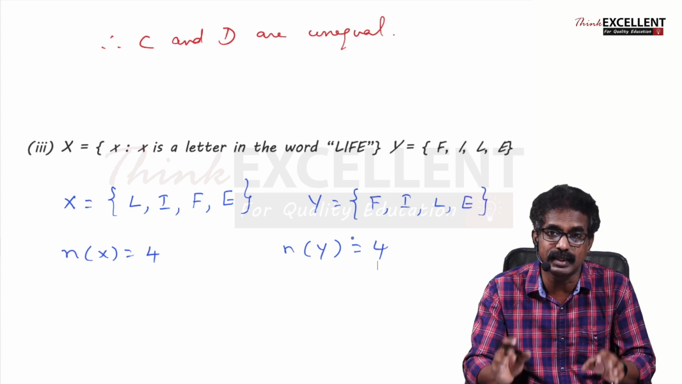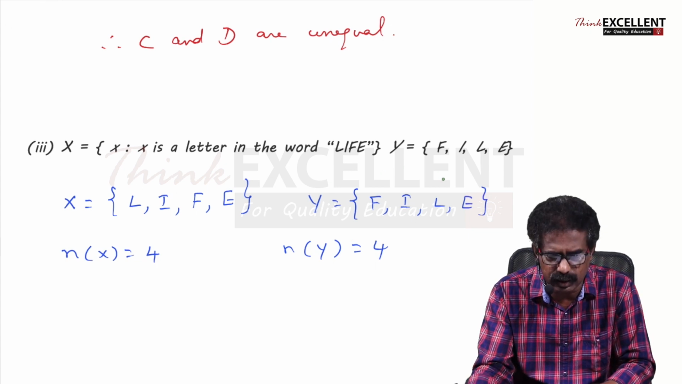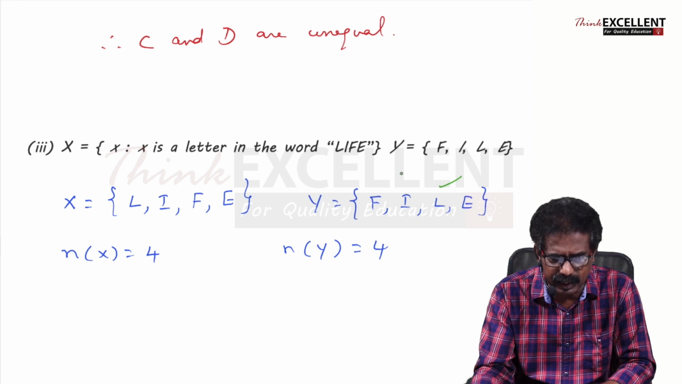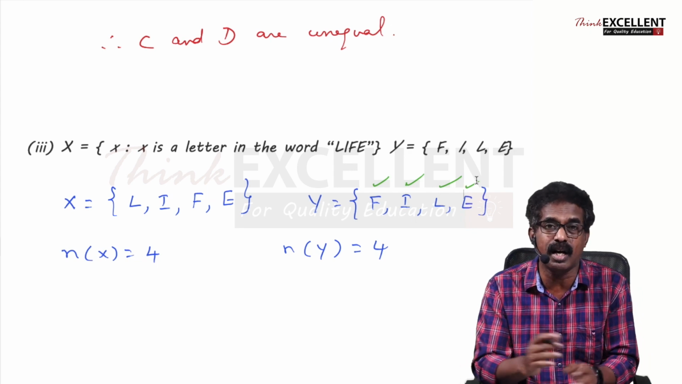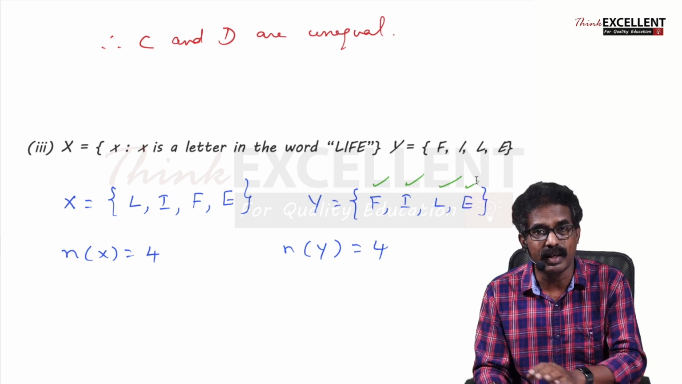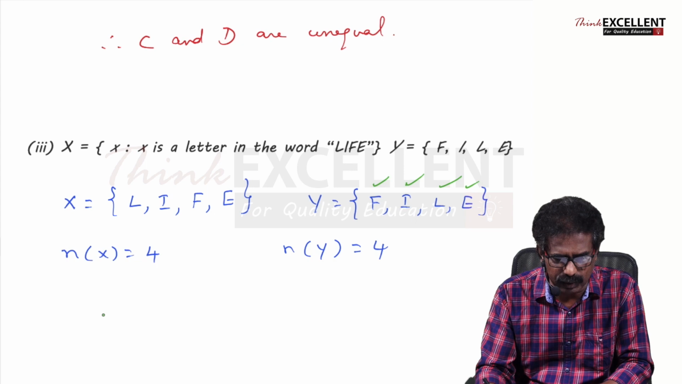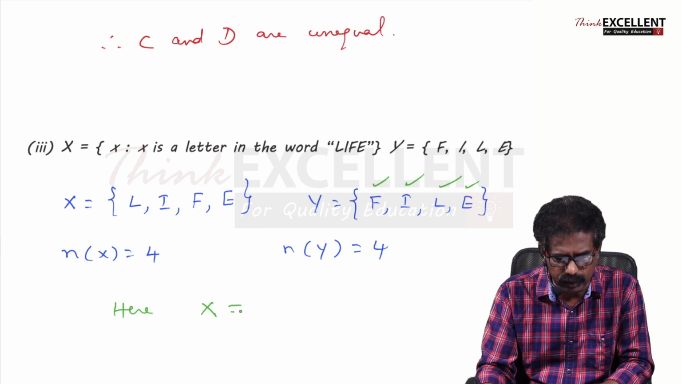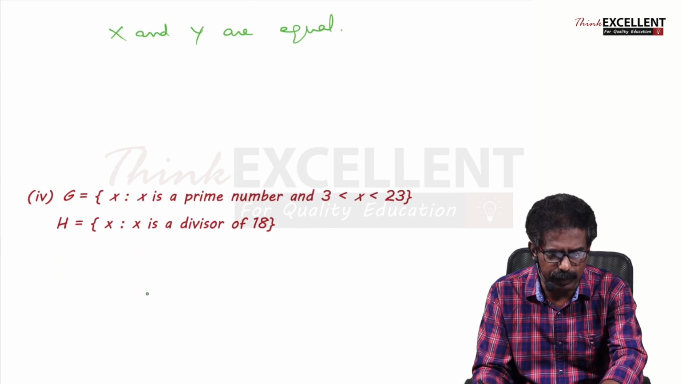Don't stop. When the number of elements are same, you check whether exactly the same elements. Listen. So here you have L. Yes, here also we have L. Second letter is I. Here also you have I. F. Yes, F is there. E. E is there. Order only changed. In a set, order can be changed. So number of elements same, also exactly the same elements. So you can say that 2 sets are equal. So here X equal to Y is okay. So X and Y are equal because they have exactly the same elements.